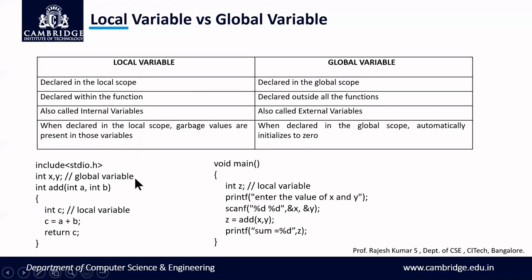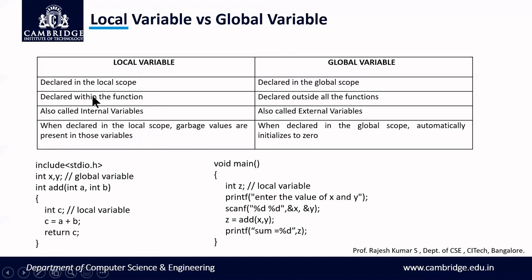Outside the functions, when you write the variable, for example, below the header file, if you write int x, y, that has something called global scope. So that is your first point: declared inside the local scope. This is the local scope. This C belongs to this add function, within these open and close braces. Again, Z belongs to the main function. That is local scope. X and Y can be accessed by this function as well as this function. Hence, it is called a global variable or global scope.